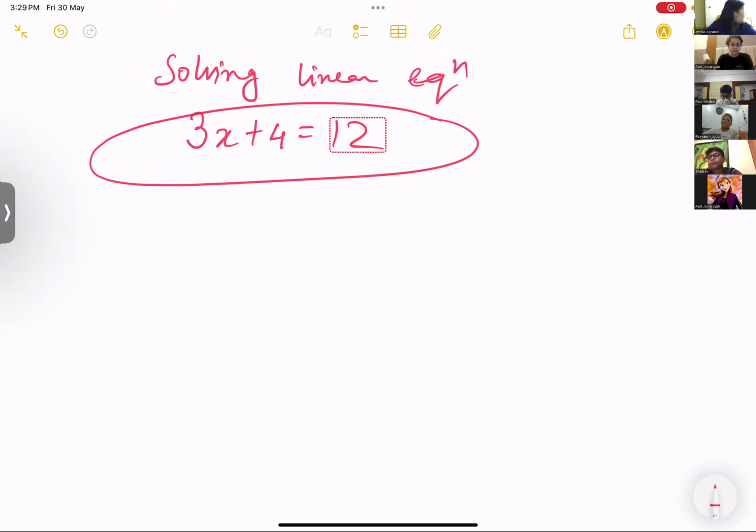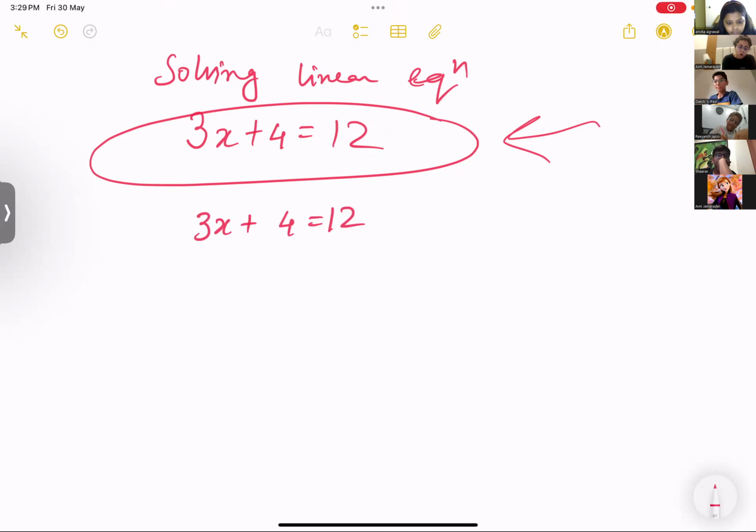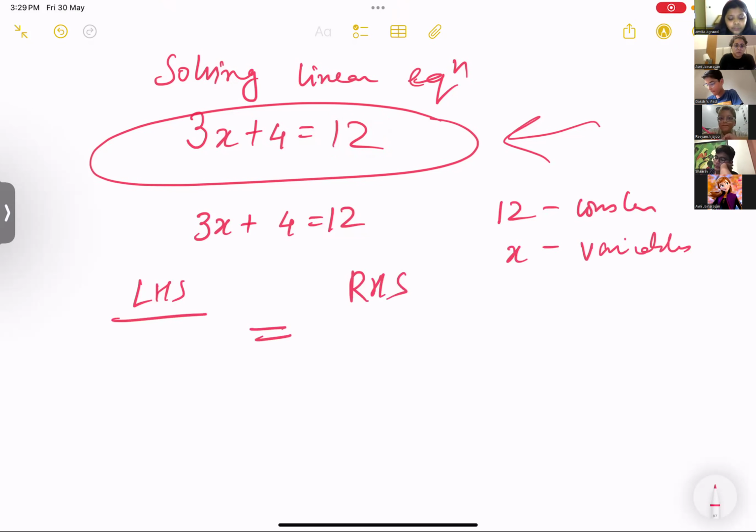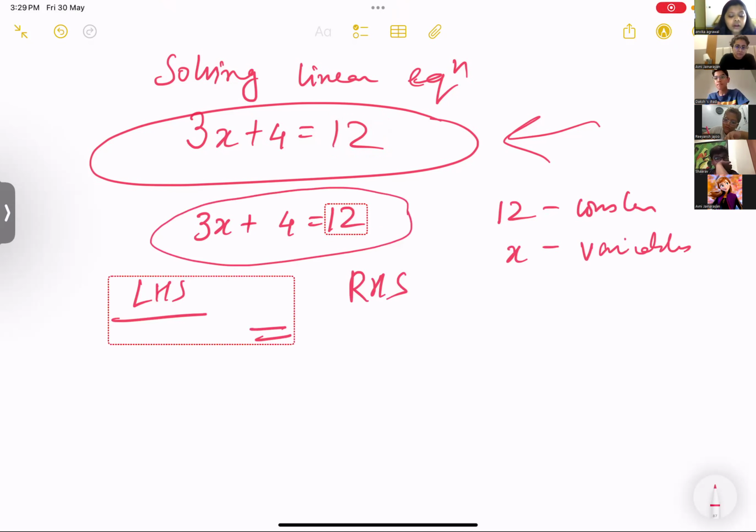Chalo, let's solve this. Daksh, can you solve this with me? Ma'am, I don't understand this question. Okay, let us solve it right now. 3x plus 4 is equal to 12. All the numbers are constants and the alphabets are variables. Always keep your variables on the left hand side. This is my left hand side, this is my right hand side, and the equals to comes in between. Now, Daksh and Reyansh, what is the variable here?